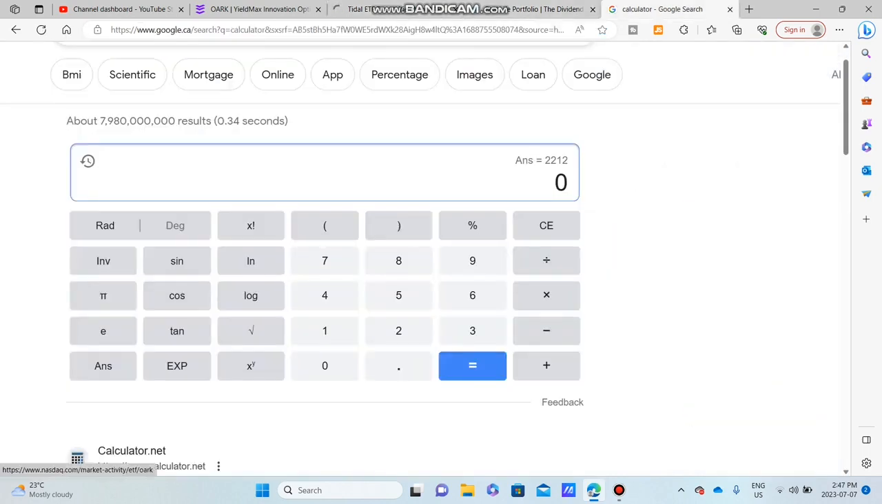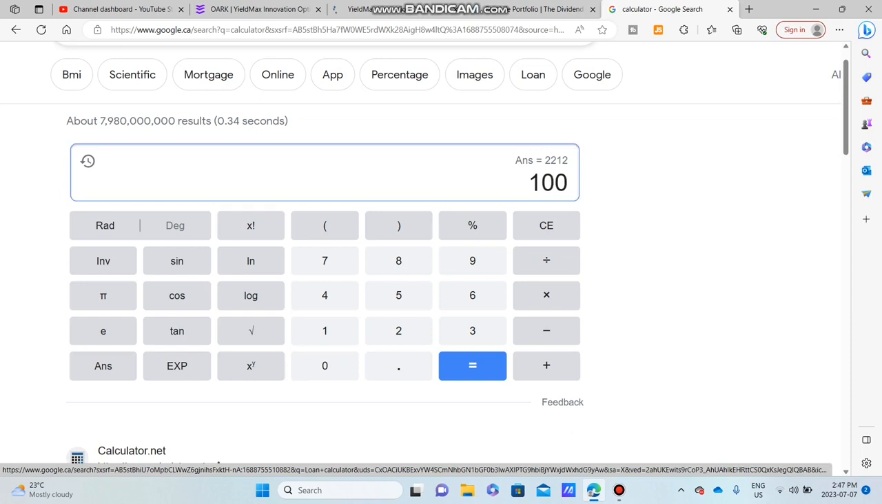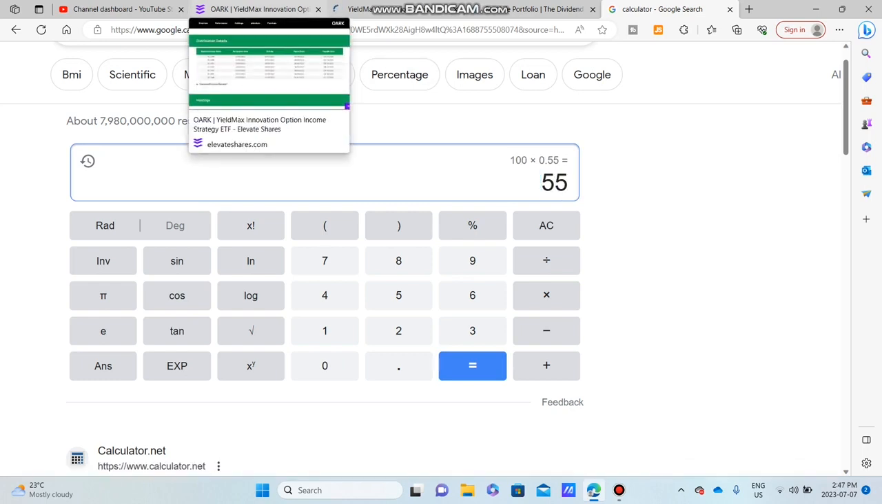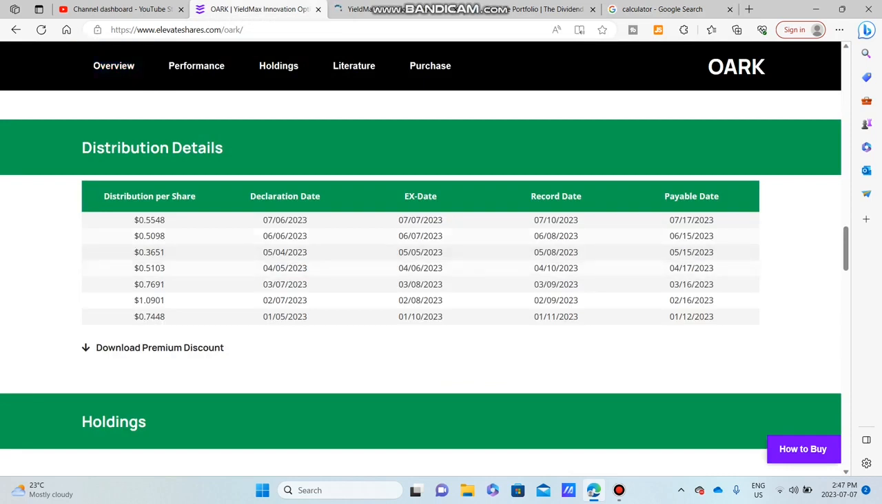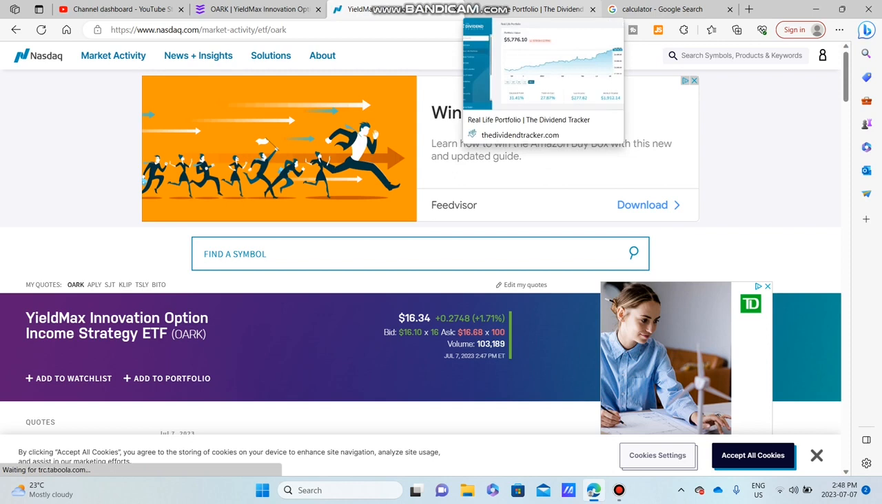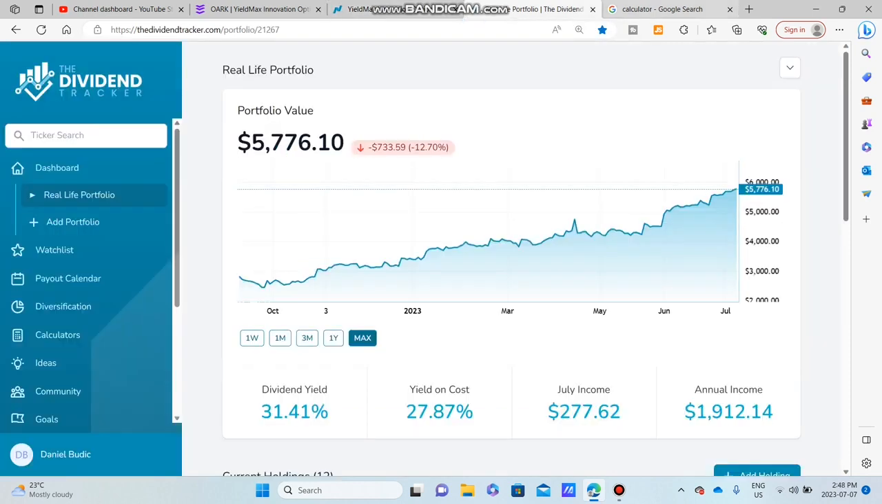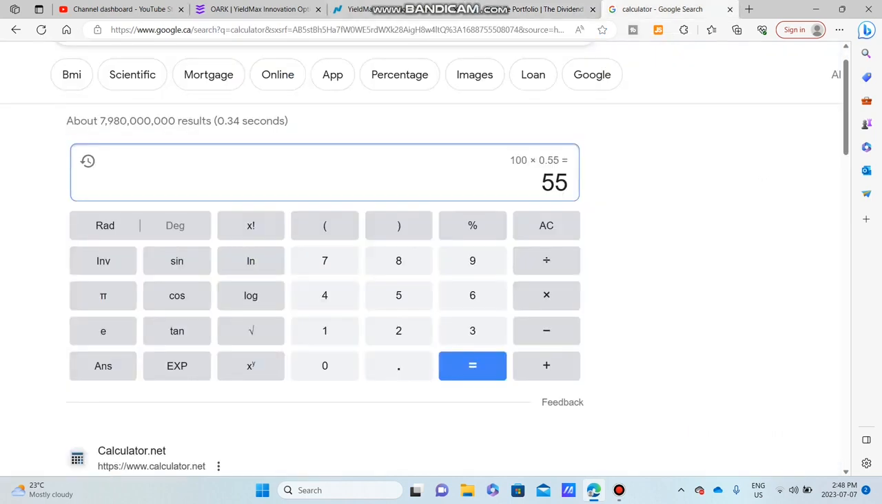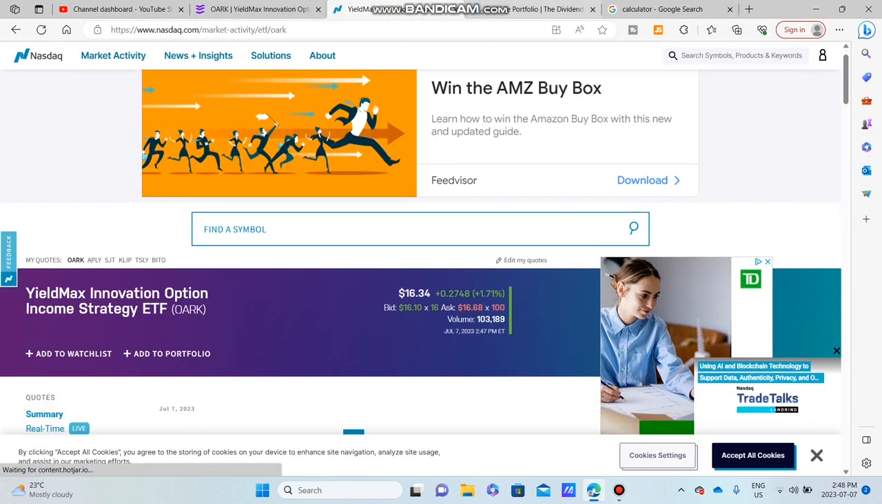And at OARK's current share price, let's see what we got here. So we're going for 100 shares. They paid out 0.55, we'll say. So you're receiving about $55 on your 100 shares. As you can see, it's less than APLY, which is actually pretty fantastic because you're getting exposure in terms of the price movement. With OARK, Cathie Wood's ARK Invest Fund, you're going to be receiving about $55 every single month.